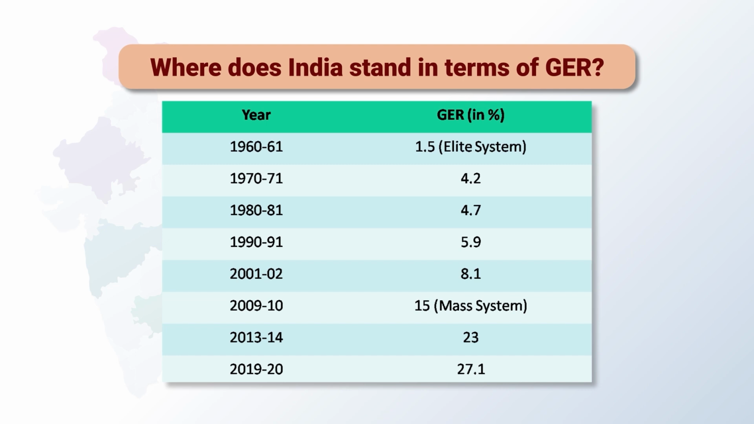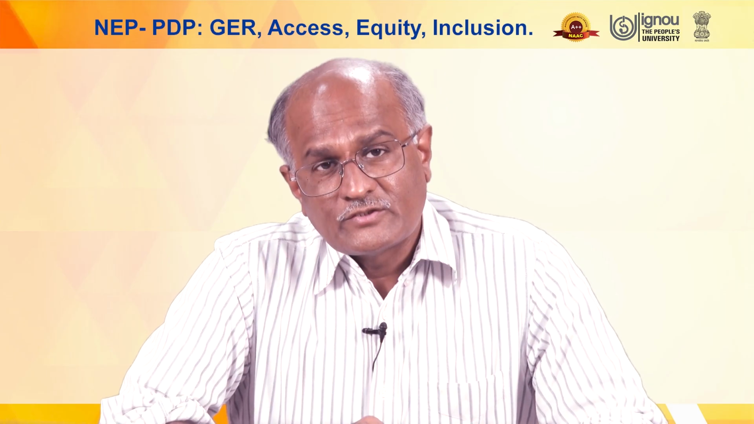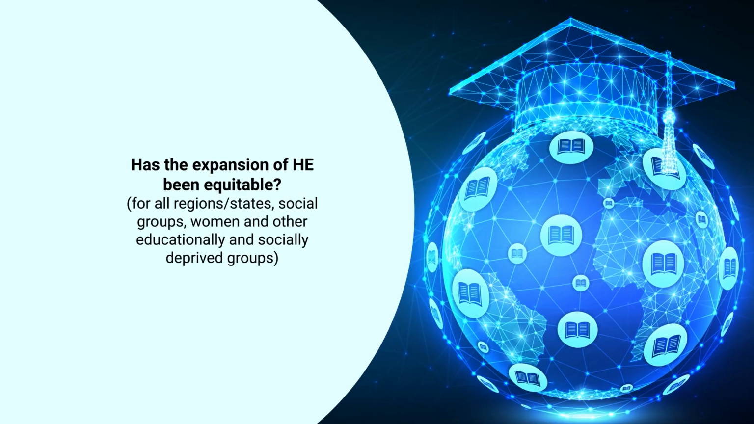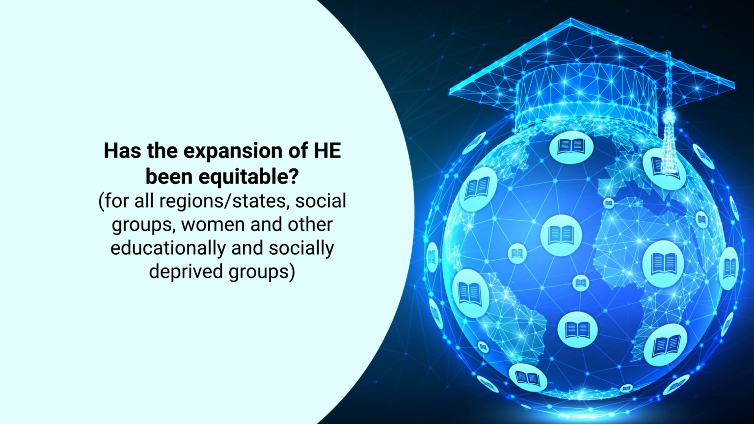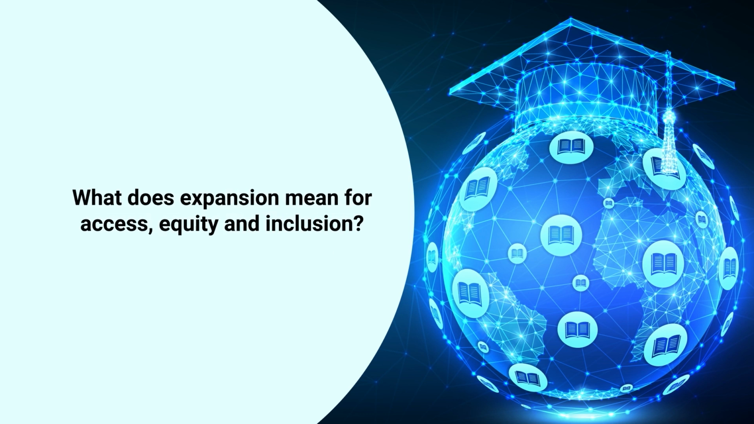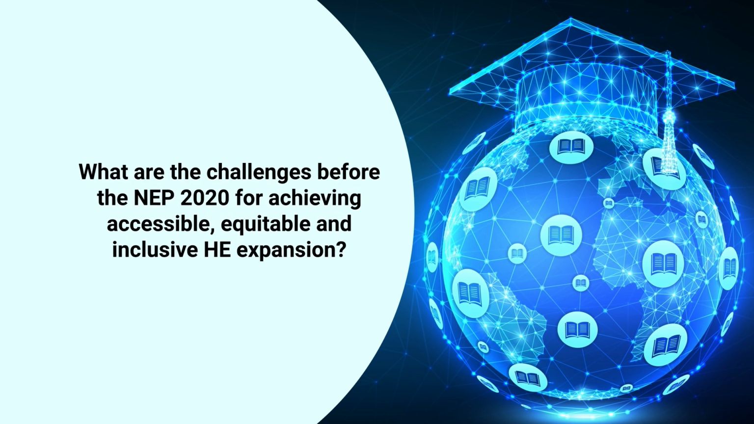And if you look at the transition in the first 2 decades, we could reach from 8.1% to 27.1%, more than threefold increase in the gross enrollment ratios. But the questions we need to ask now is, has this expansion of higher education been equitable? Equitable for all regions, states, social groups, women, and other educationally and socially deprived groups? What does expansion mean for access, equity, and inclusion? What are the challenges before the NEP 2020 for achieving accessible, equitable, and inclusive higher education expansion?